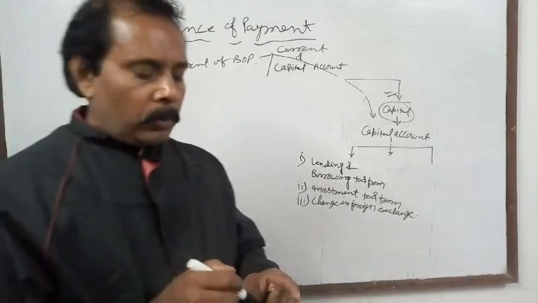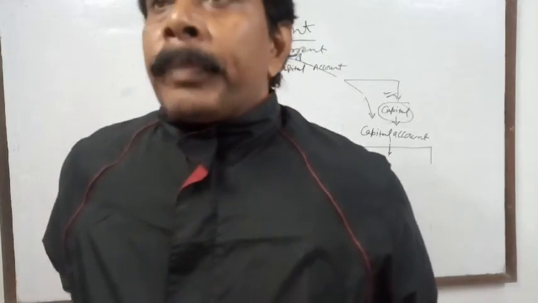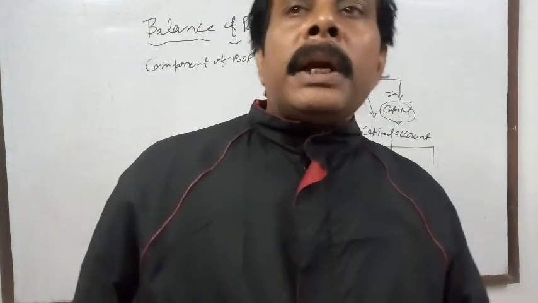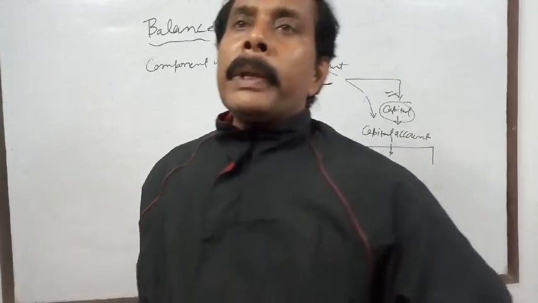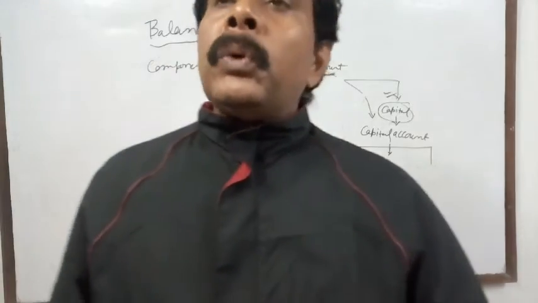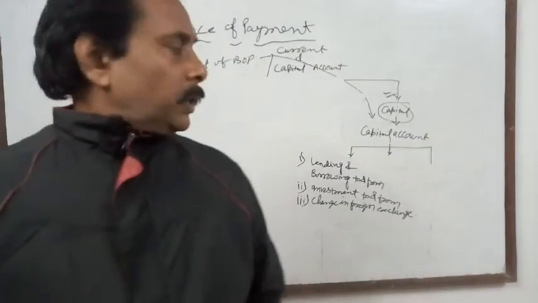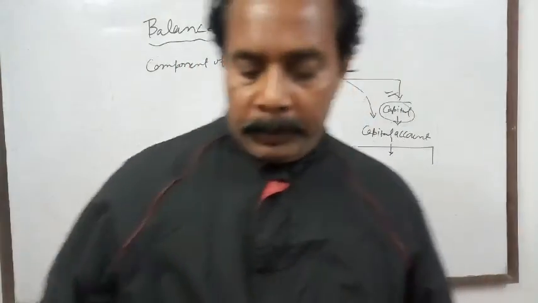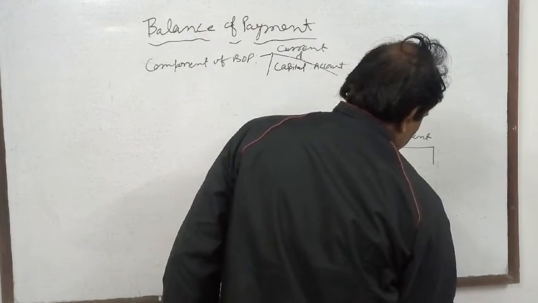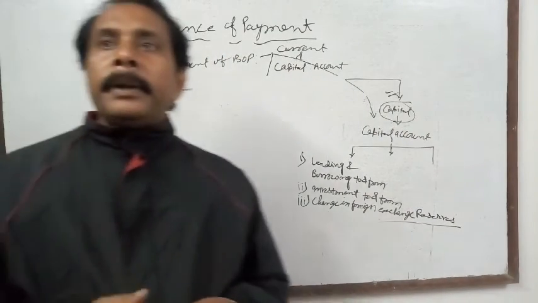Once again, capital accounts are those accounts which are related to assets and the liabilities of the residents of the country. Is it clear? So it has three main components. One is the borrowing and lending to and from. Second, investment to and from. And third, the change in foreign exchange reserves. So first come lending and borrowing.